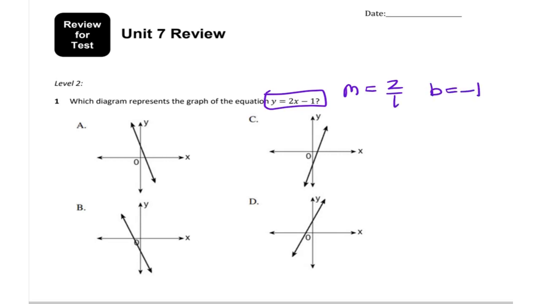But hey, why would I do that? When I have a calculator, my calculator is going to graph this for me. So I'm going to put this into y equals, and I'm going to look at my picture. And let's see what I get.